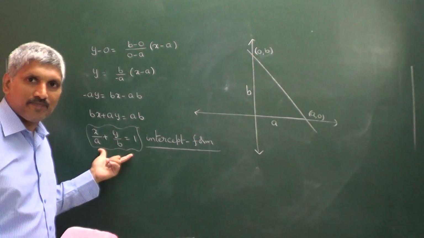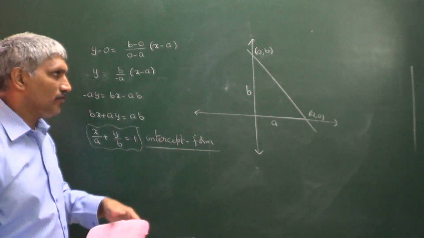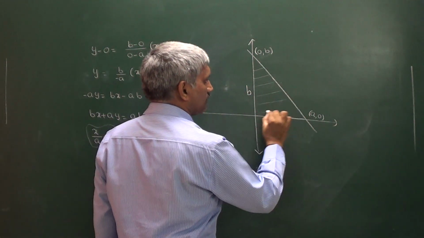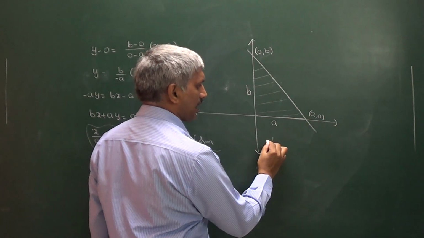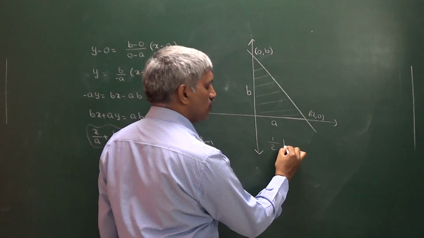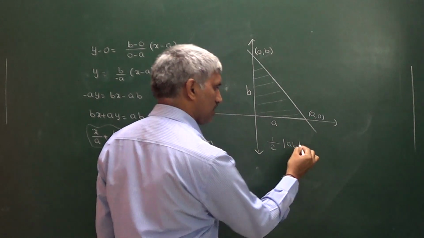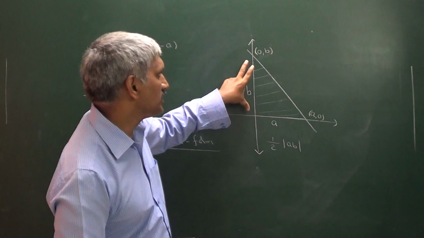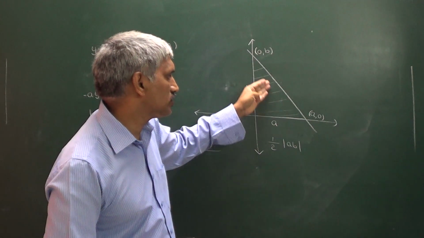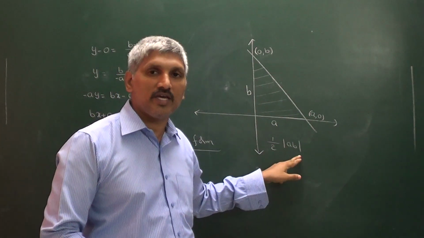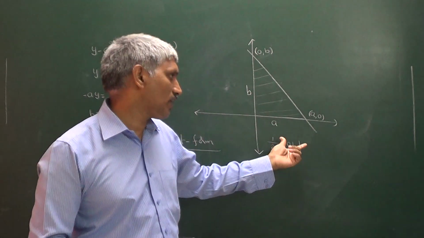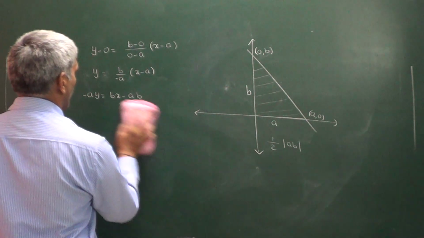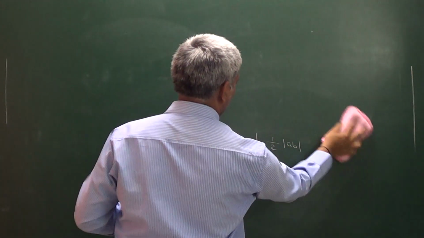Now this line along with the coordinate axes forms a triangle. Tell me, what is the area of this triangle? The area of this triangle is half into modulus of ab, because half into base, which is a, into height, which is b. That's why the area of this triangle is half ab. Area can never be negative, that's why we are keeping it in modulus. That is about the intercept form of a line equation.